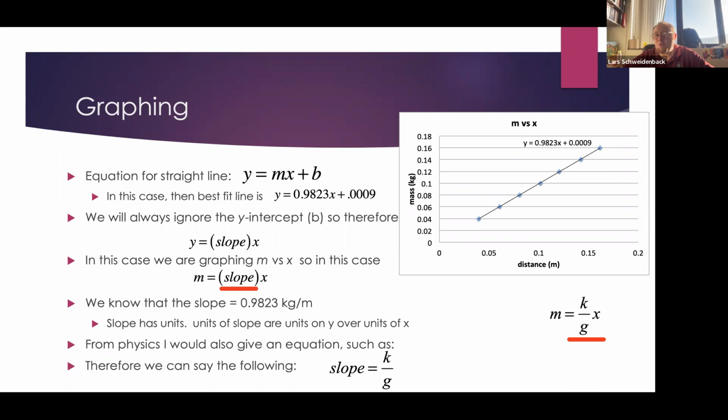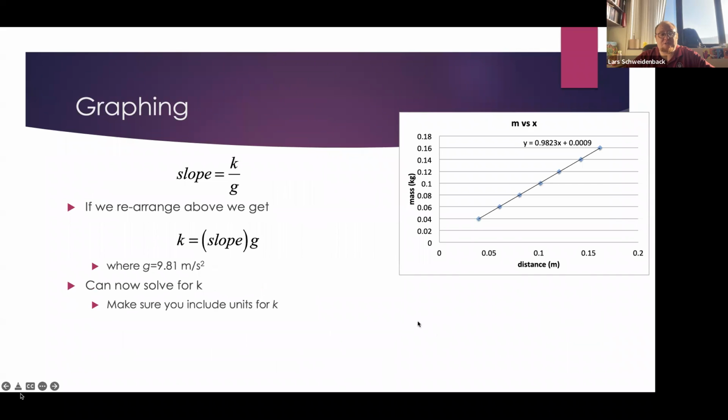Now, there'll always be an equation like that on a lab with a graph. Don't use that equation to find the slope. Make the graph to find the slope. What we're going to do is use that equation to solve for something. Like I could solve for k, because if slope is k over g, if I multiply both sides by g, k is slope times g. So we can solve for k, include units and all that.